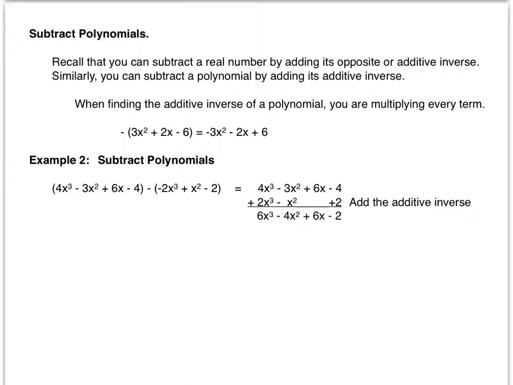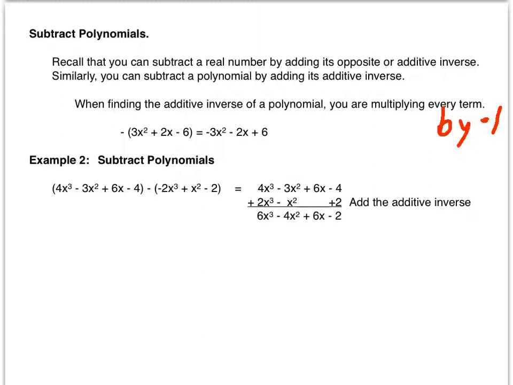Next, we're going to subtract polynomials. Recall that you can subtract a real number by adding its opposite or additive inverse. We learned this when we discussed integers early on in your pre-algebra and as a review in Algebra 1. Similarly, you can subtract a polynomial by adding its inverse. So when you find the additive inverse of a polynomial, basically what you're doing is multiplying every term by negative 1.